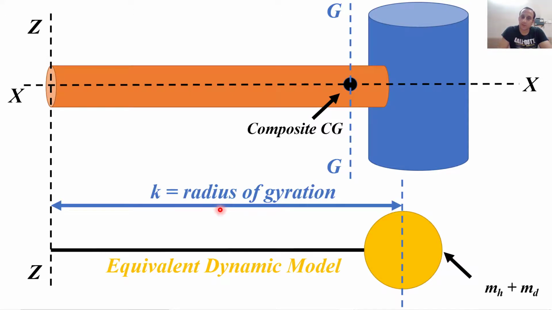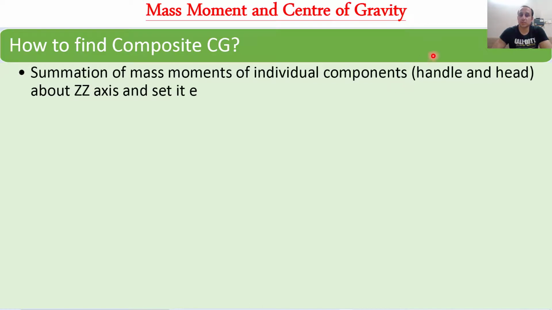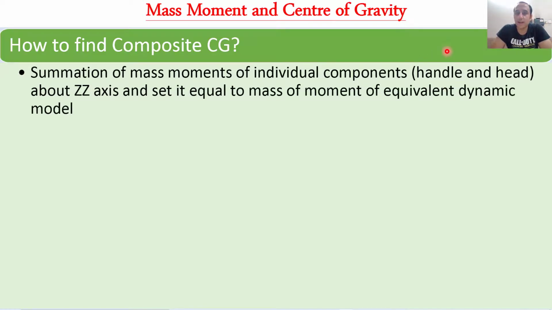We don't know the value of D, which is the distance between the axis G and Z. We need to figure out how to calculate those lengths D and K. So first of all, we need to add the mass moments of individual components, which are handle and head, about the z-axis, and set it equal to the mass moment of the equivalent dynamic model about ZZ. Okay, so how can we do it?